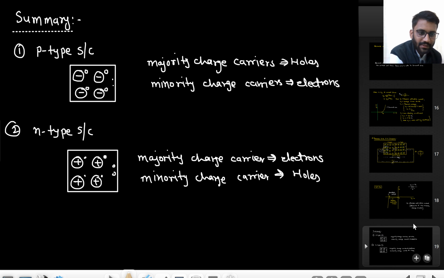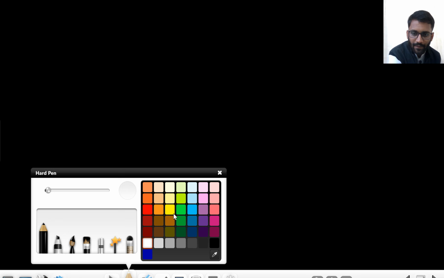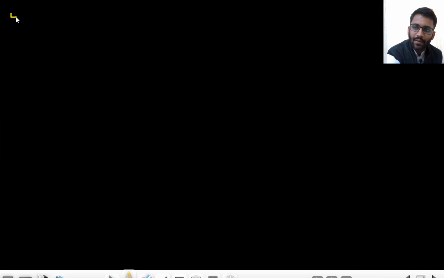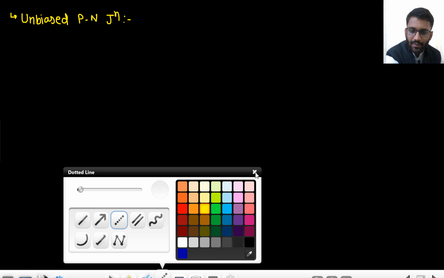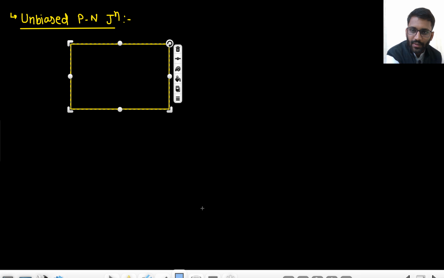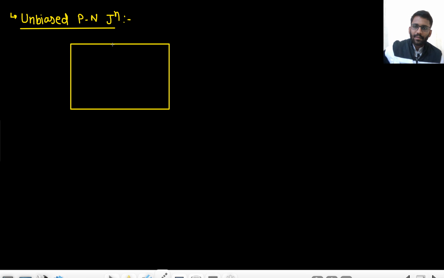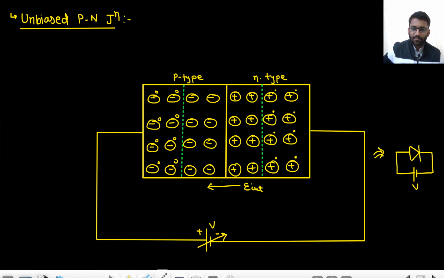Then we studied the unbiased PN junction. Let's just take one more page. The point is the unbiased PN junction, right? What was happening in the unbiased PN junction? This was P, this was your N. So I guess I can copy the diagram.